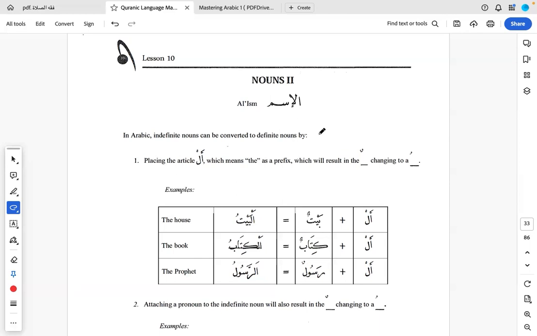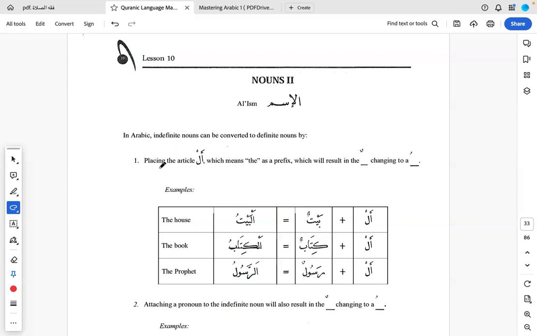Lots of people are all the time under the impression that there is only one way of doing that, which is starting the noun with alif lam, and this is the only way of making an indefinite noun into a definite one. But actually, this is only one way out of three ways. So as we will see now, there are two more ways or techniques that we can use to change an indefinite noun into a definite one.